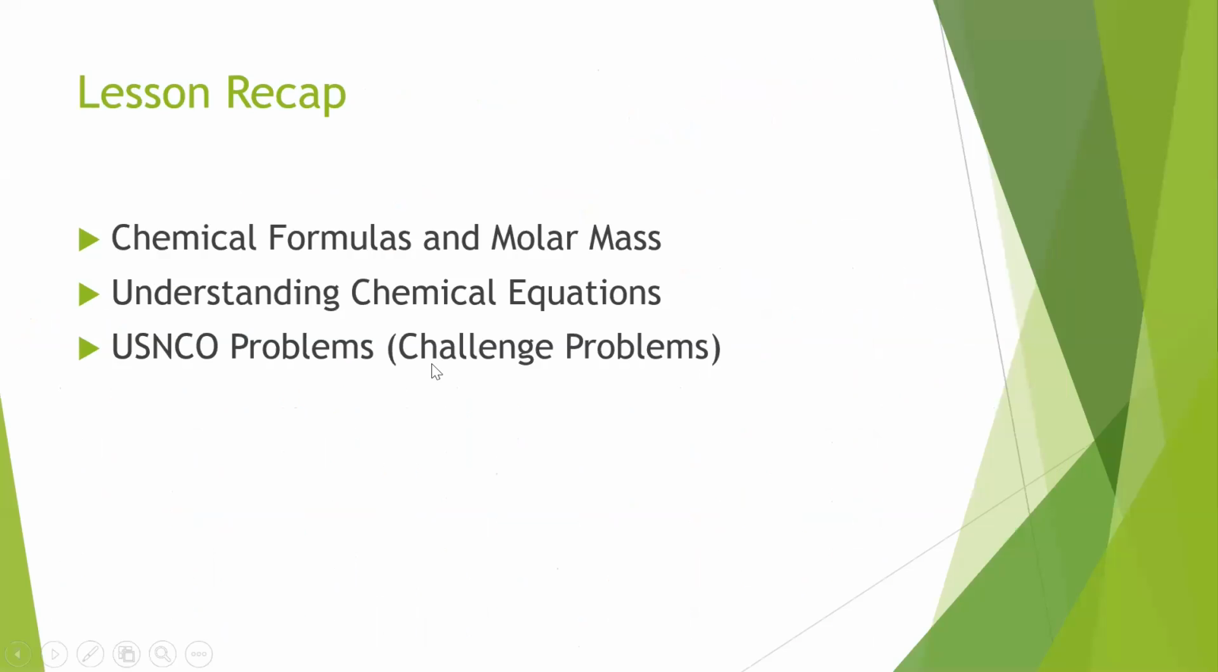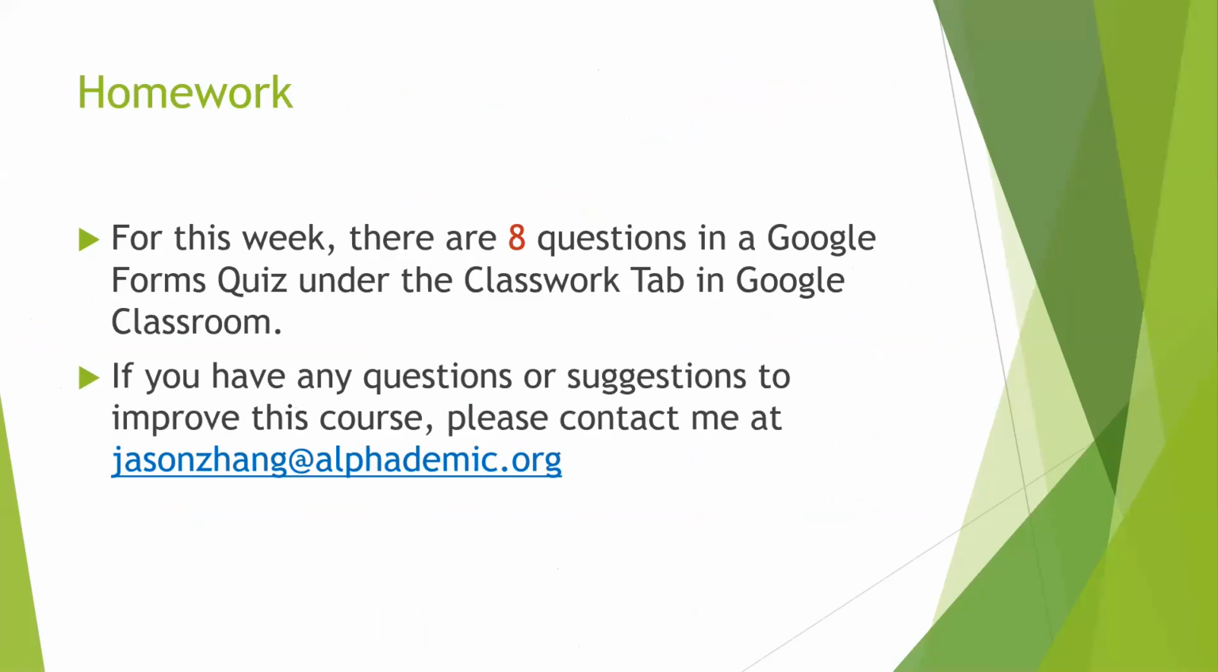So today we talked about chemical formulas and molar mass and how to see how many atoms there are. We understood a chemical equation and balancing, and then we did 2 challenging chemistry Olympiad problems today. So this week there's going to be 8 questions in the Google form for the homework. And I believe there's 4 equations, 2 molar masses, and 2 how many elements are there.